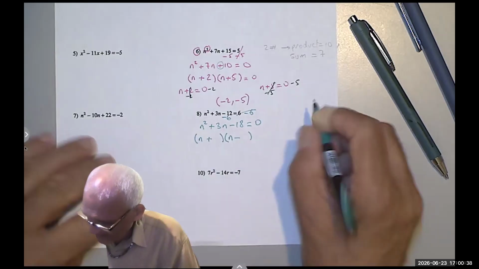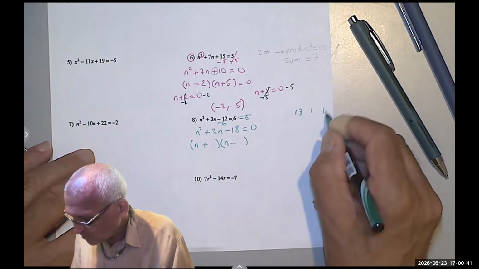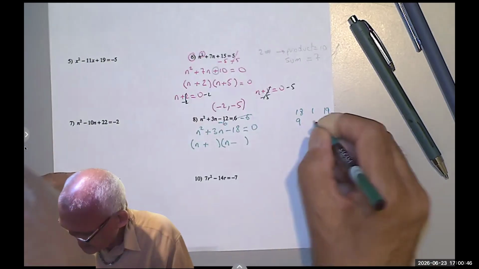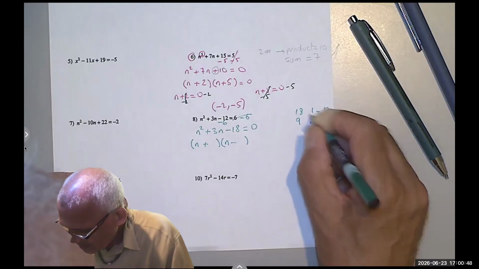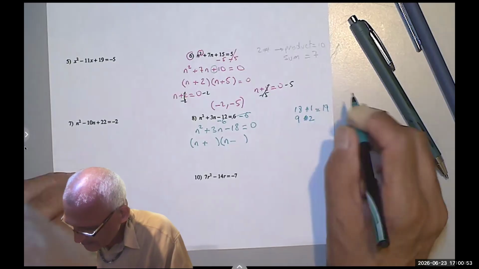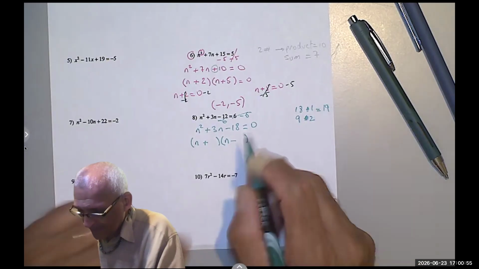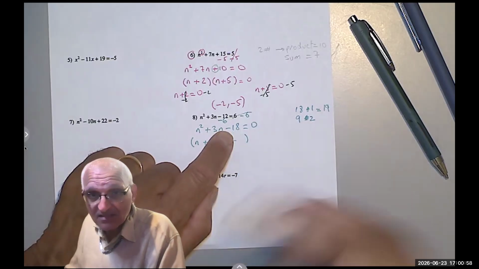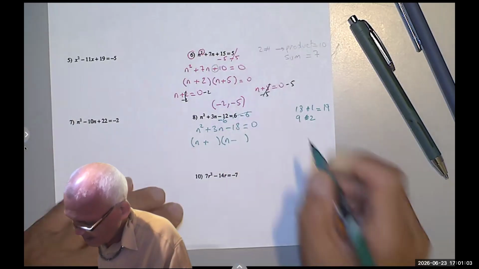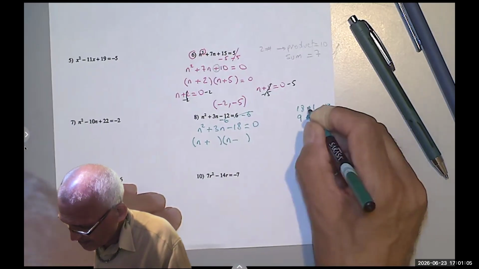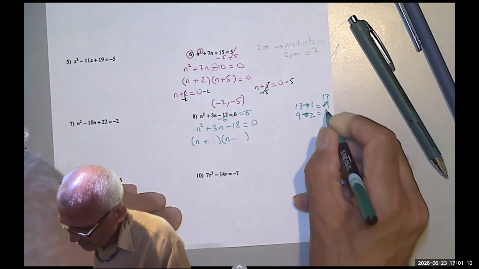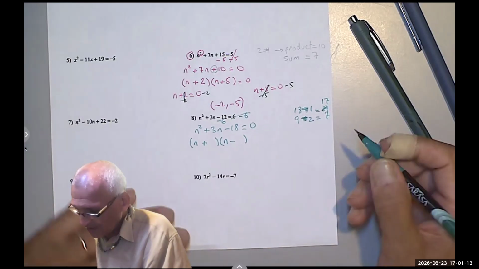Okay? I can have 18 and 1, they add up to 19. That's larger than what I want, so I bring them closer. I can have 9 times 2. Oh, by the way, when we say the constant is negative, it means one is positive and the other is negative, meaning we are subtracting. So I would say 18 minus 1 is 17 and 9 minus 2 is 7. I'm still away. So what else?